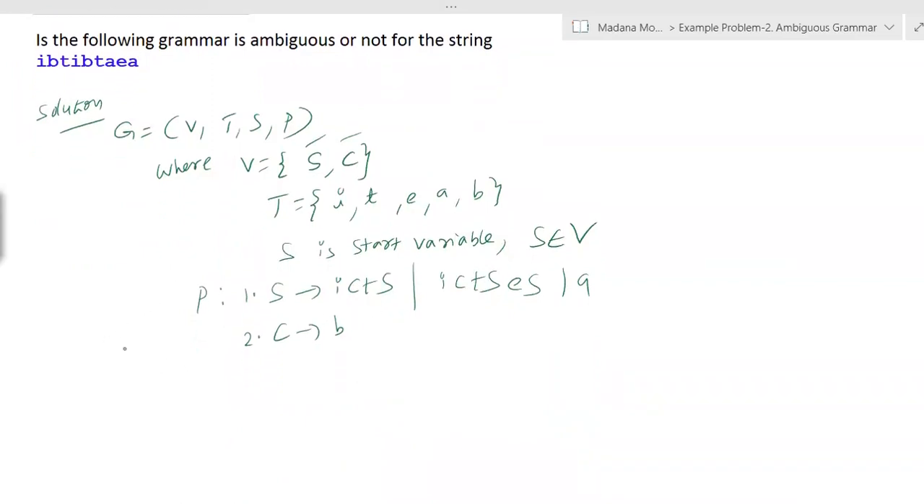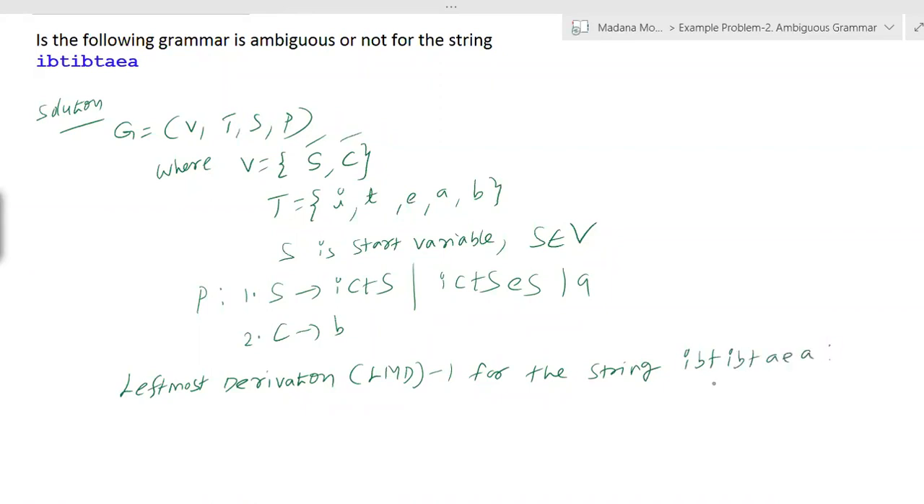So now let us take leftmost derivation 1, LMD 1, for the string. So what is the given string here? IBT, IBT, AEA. So let us find first leftmost derivation for this string.